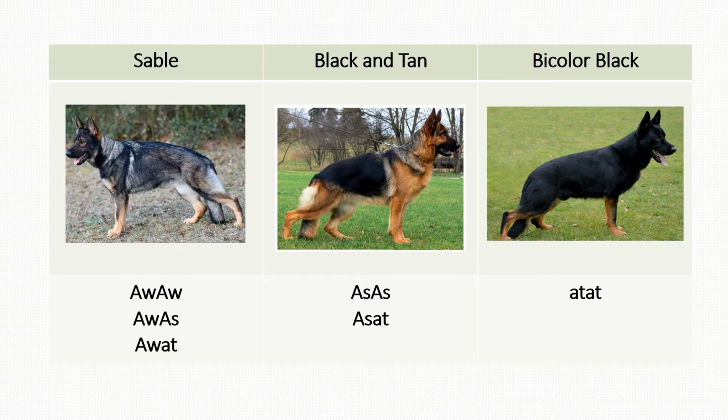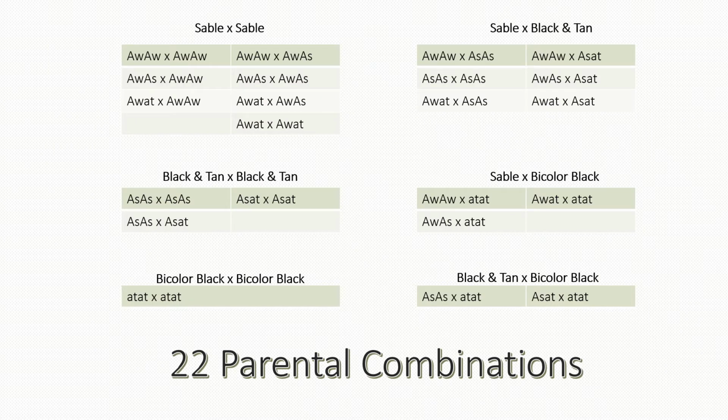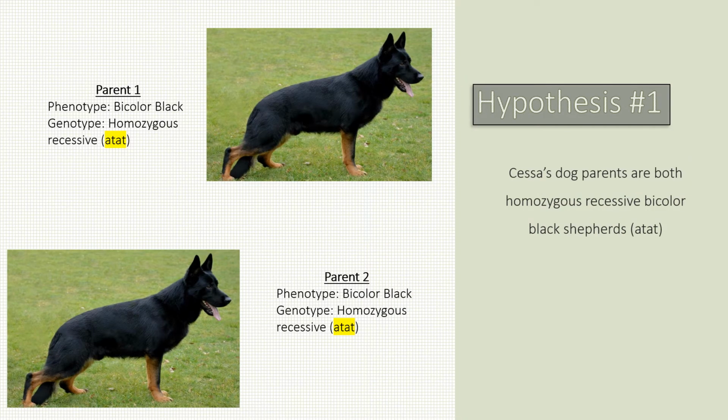Well, let's look at our genotypes of our potential parents. We have our sables with those dominant AWs. We have our black and tans with our incompletely dominant ASs. And we have our bicolored blacks with our completely recessive ATs. Okay? And I know this is overwhelming, but here are our 22 potential parental combinations for Sessa. This is a lot that we got going on here, but we're going to work through with a few Punnett squares, and we're going to figure out some hints that are going to help us to get to the bottom of this question here. So these are our potential parental combinations. We don't have to go over them all now because we're going to do one at a time. So we're going to work through our first hypothesis.